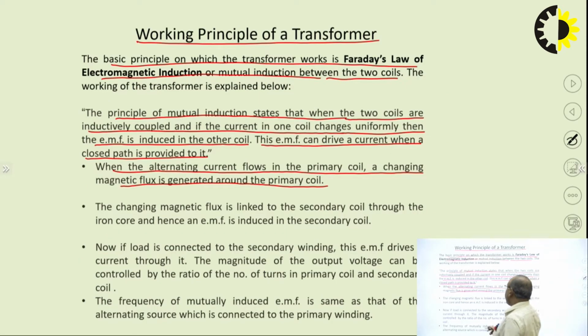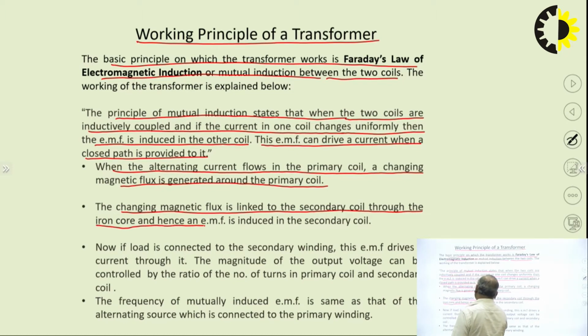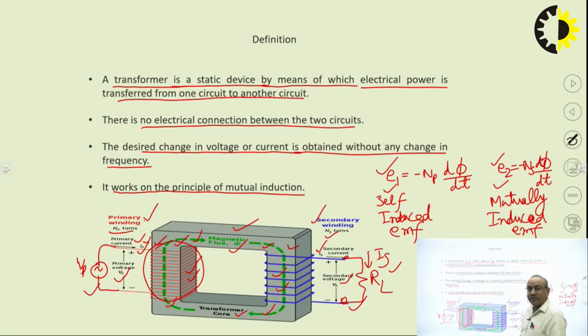Now, this changing magnetic flux is linked to the secondary winding or secondary coil through the iron core. Iron is the material of this core, that is why it is an iron core, and hence an EMF is induced in the secondary coil. That already we have seen by this method, that E2 equal to minus Ns d phi by dt. This is as per Faraday's law of electromagnetic induction, and E1 is also induced in the primary side, which is minus Np d phi by dt.